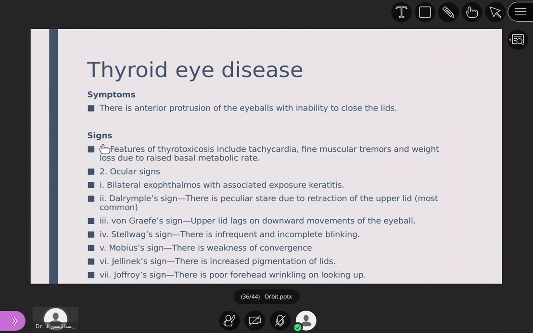As signs, very important, the signs of Von Graefe, Mobius, Geoffroy's. Features of thyrotoxicosis include the general features: tachycardia, fine muscle tremor. You should know this from medicine. Ocular signs: bilateral exophthalmos with associated exposure keratitis.